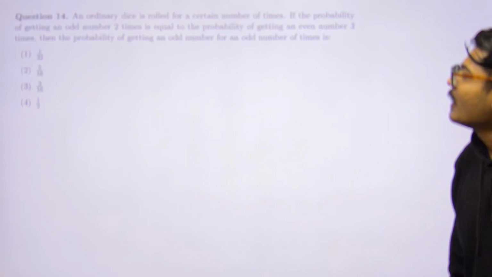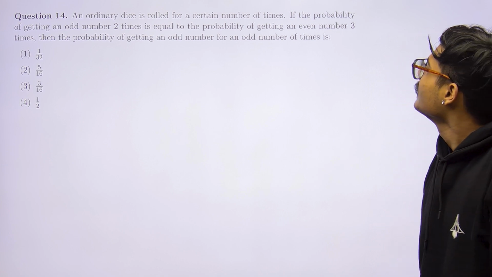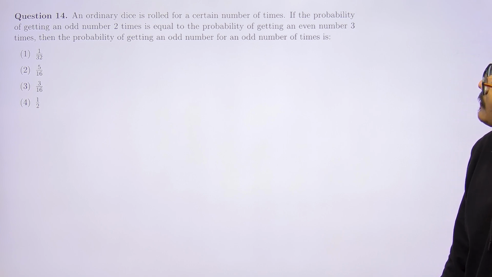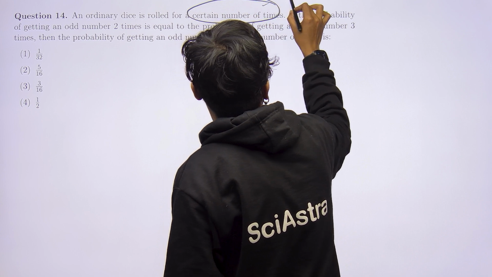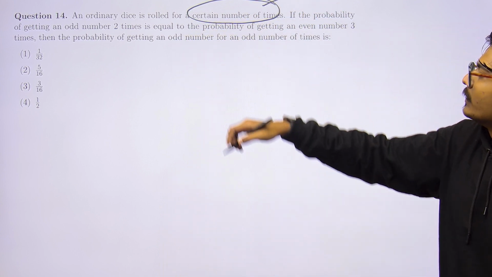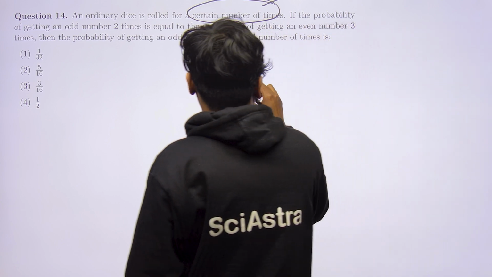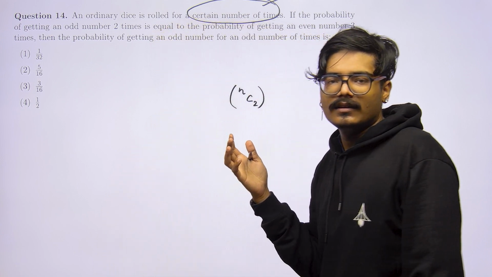Coming to the next question, an ordinary dice is rolled a certain number of times. If the probability of getting an odd number 2 times is twice the probability of getting an odd number 3 times, then the probability of getting an odd number an odd number of times is what? Okay. So first of all, it's tossed a certain number of times. So let's say we are tossing this dice n times. The probability of getting an odd number 2 times. So how many ways can you get an odd number twice? So out of those n tosses, any 2 of them are going to give you odd and the rest of them are going to be even numbers, right?